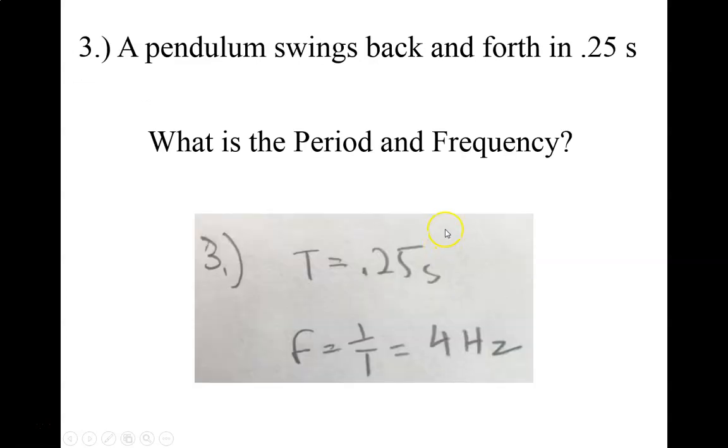Okay, so a pendulum swings back and forth in 0.25 seconds. What's its period and frequency? Well, it's back and forth in 0.25 seconds, so that's the period. So that's T. And to figure out the frequency, it's 1 over T. And that would be 4 cycles per second.